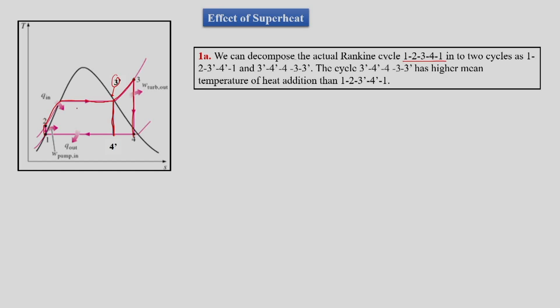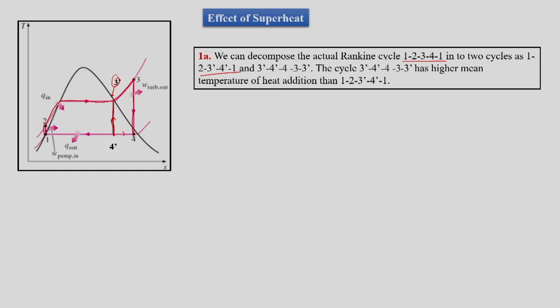One is 1, 2, 3 dash, 4 dash, 1, and the other is 3 dash, 4 dash, 4, 3, 3 dash, or the other way, 4 dash, 3 dash, 3, 4, 4 dash. So these are the 2 cycles into which we are decomposing our basic cycle. This is for our understanding.